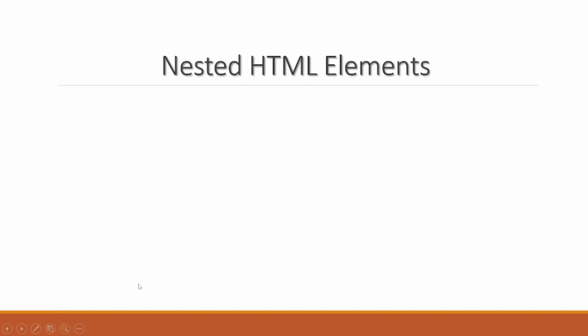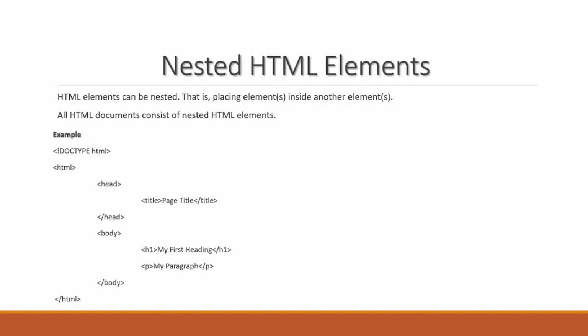So let's move further. Now let's talk about nested HTML elements. What we refer to as nesting is putting another element as the content of another element. So one element being the content of another is called nesting. HTML elements can be nested, that is, placing elements into another element. All HTML documents consist of nested HTML elements. That means it is something you would always do. You will always nest your HTML elements.